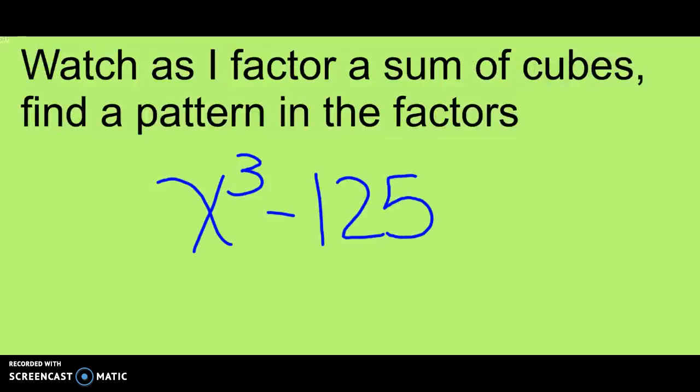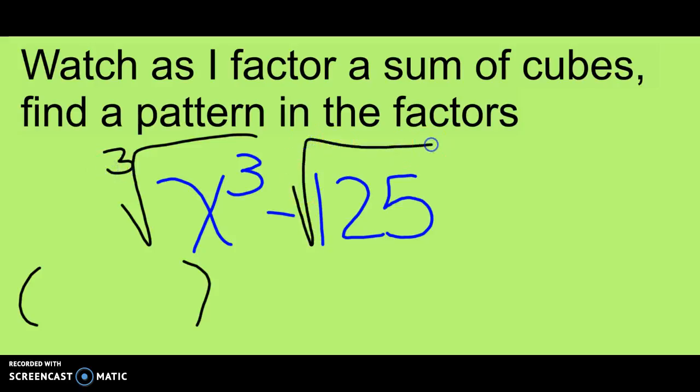So remember when we did this and I showed you how to factor that. So we wrote our first factor out, and that's the most important part. You take the cube root of your first term, and you take the cube root of your second term, and that becomes your first factor. So the cube root of x cubed is just x, and then the cube root of 125 is 5.